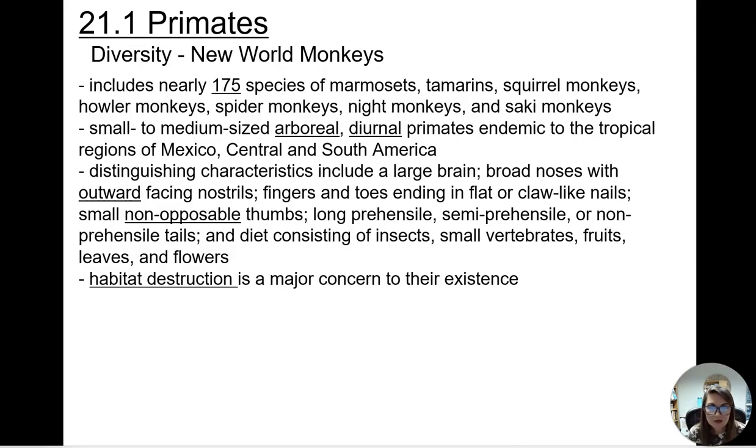They're going to have small, non-opposable thumbs, long, prehensile, semi-prehensile, or non-prehensile tails, and they have a diet that consists of insects, small vertebrates, fruits, leaves, and flowers. Habitat destruction is going to be a major concern with these because we are destroying their habitat very quickly, which is going to unfortunately lead to fewer and fewer numbers of these.